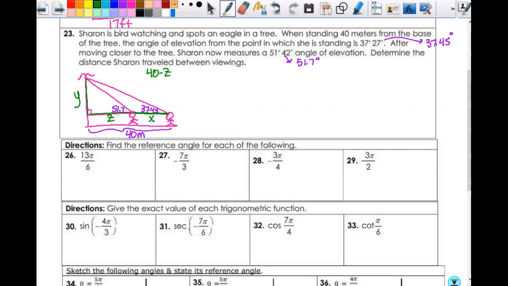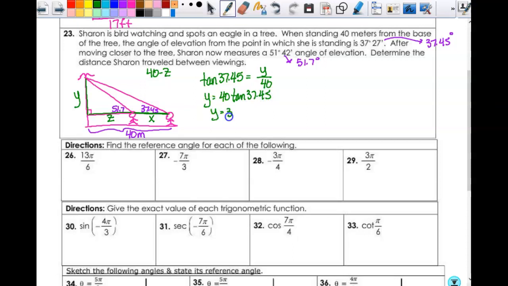So, let's see. I would start off with this one. So it's opposite and adjacent. So I'm going to have the tangent of 37.45 is equal to the opposite, which is y, over the adjacent, which is 40. So y is equal to 40 times the tangent of 37.45.